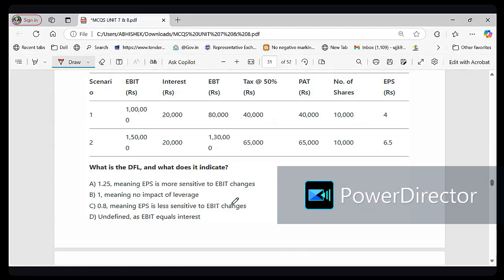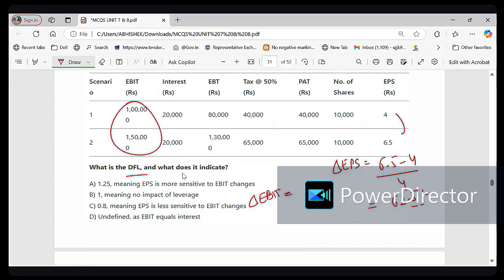So again, we have to apply the same formula for calculating the DFL. So what is the percentage change in EPS? I want everyone to calculate it. It is nothing but 6.5 minus 4 upon 4, right? So how much is it? It is near about 62.5%. And what is the percentage change in EBIT? Just use this data. Again, it is 1.5 lakh minus 1 lakh upon 1 lakh. How much is it? I think it is 50%, right?